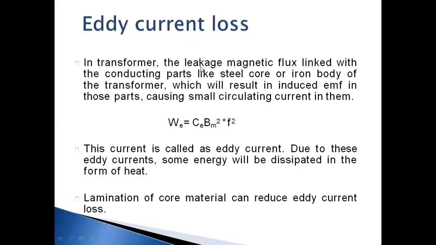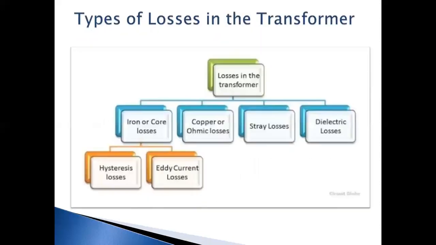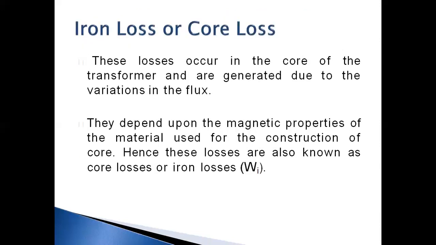So we have already seen that the core loss has two parts. One is called the hysteresis loss and the other is called the eddy current loss. These are the two subdivisions of iron or core losses.